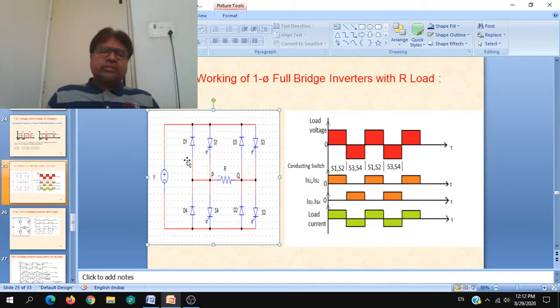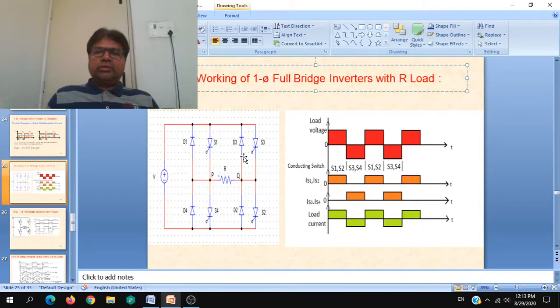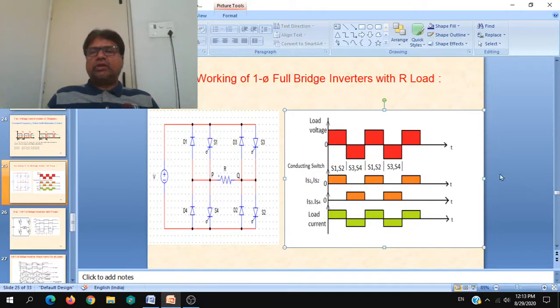Whether you draw the feedback diodes or not, no problem. You can either choose to draw them or not. As resistive load is there, you need not bother about the feedback diodes actually. So any circuit you can draw, and the concerned waveforms also you have to draw.